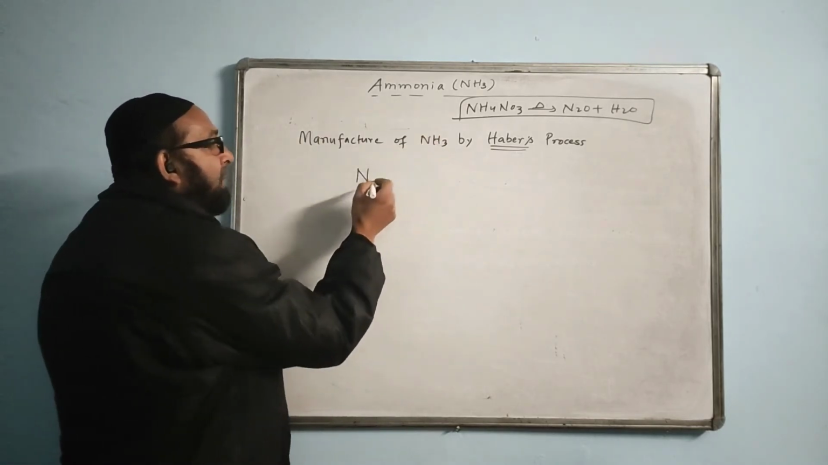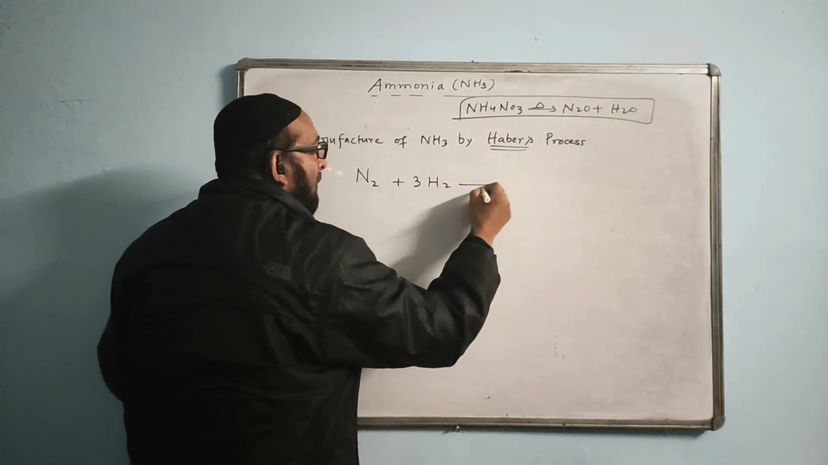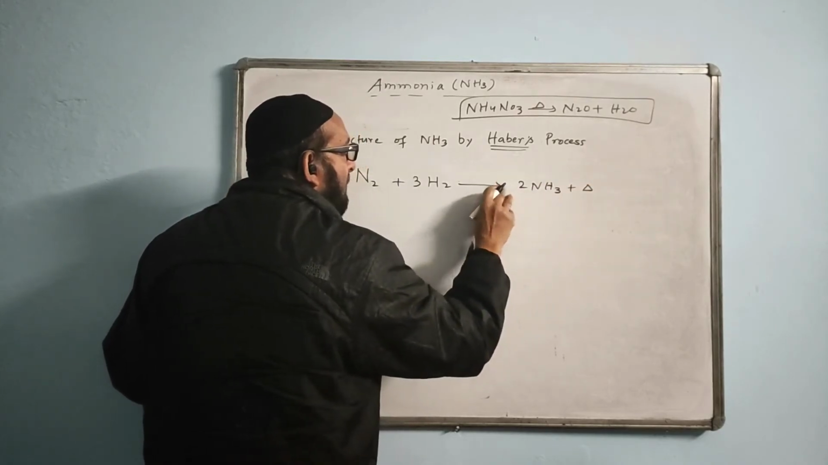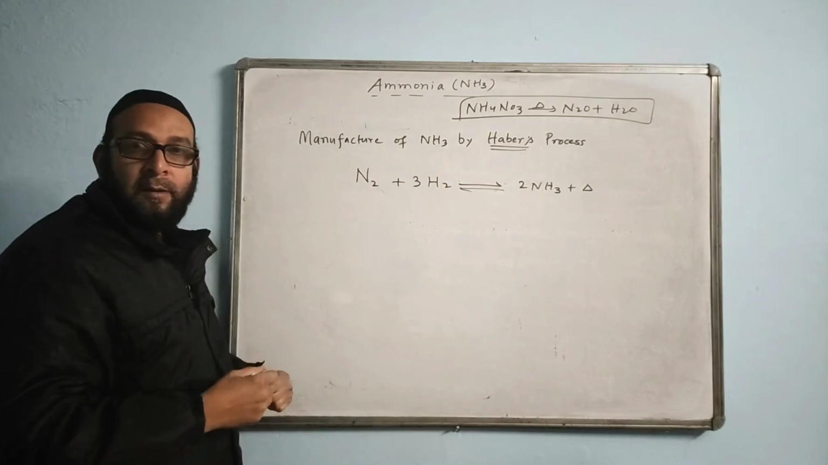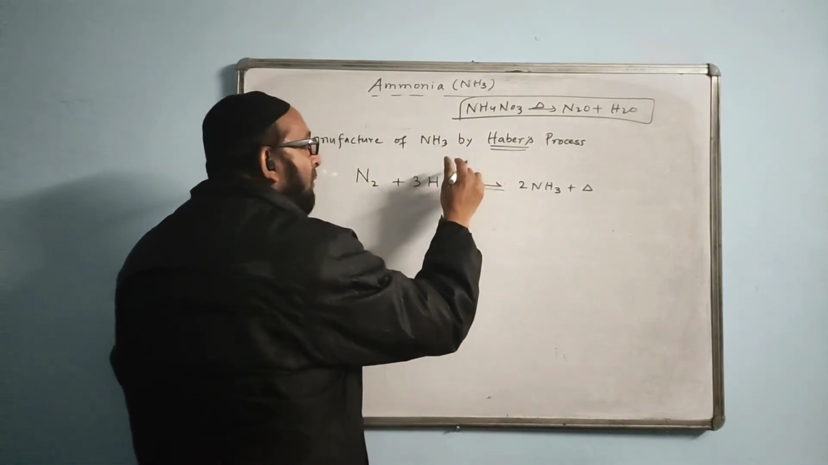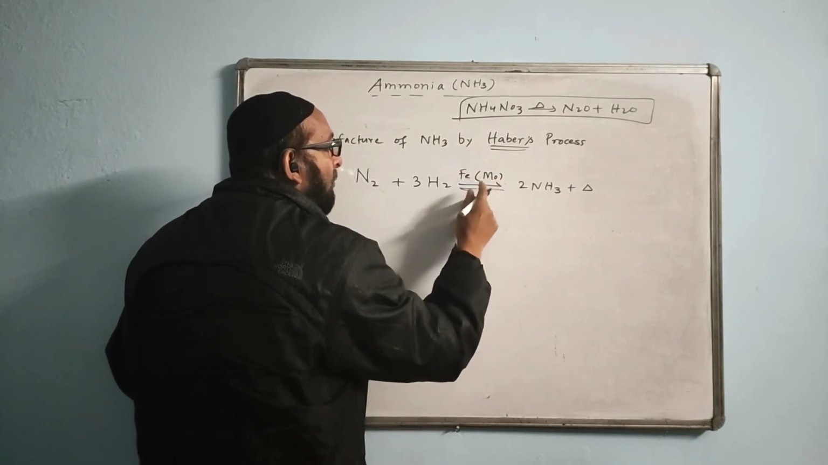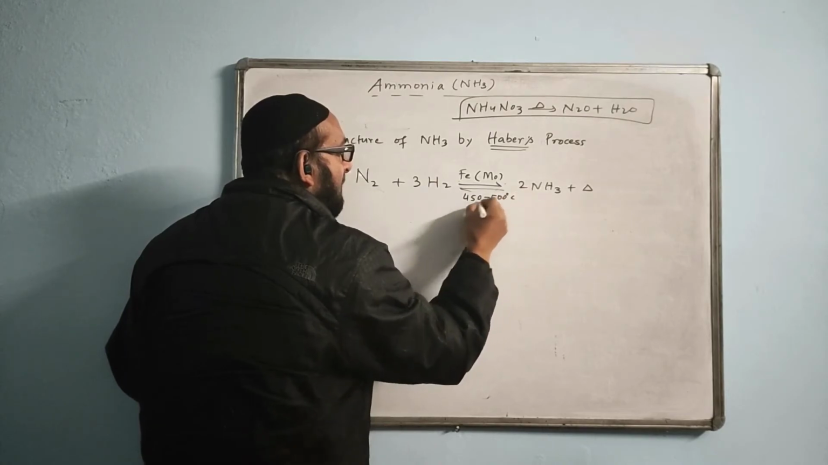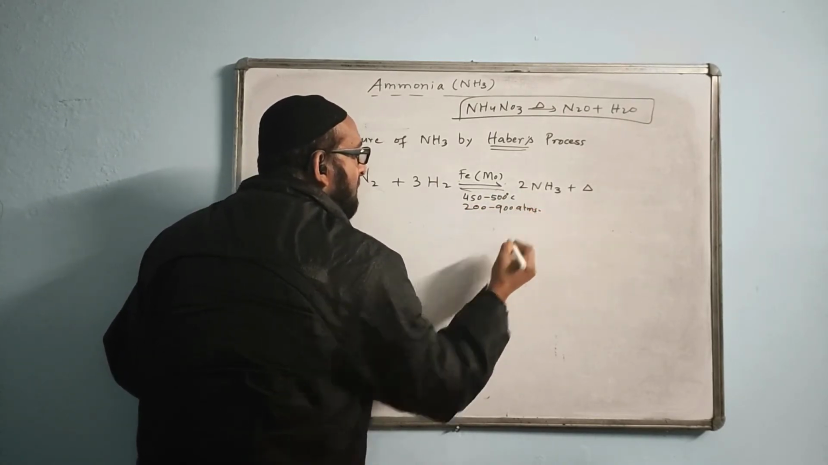Anyway, the reaction of the Haber process is simple. It goes like this. It will give 2NH3 plus heat, and the reaction is reversible, so we reverse the arrow there. Above the arrow, I have written iron, and in brackets Mo, molybdenum, and below the arrow I write 450 to 500 degrees Celsius and 200 to 900 atmospheres.